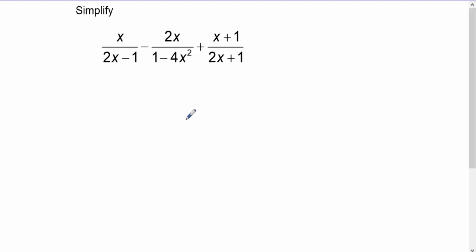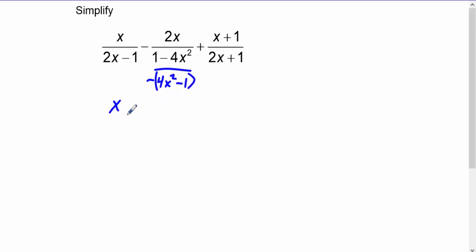Okay, now in this next example, right off the bat, I don't like looking at that because I have my leading term, which should be the x squared, as a negative. So I'm going to rewrite this as negative 4x squared minus 1, like so.